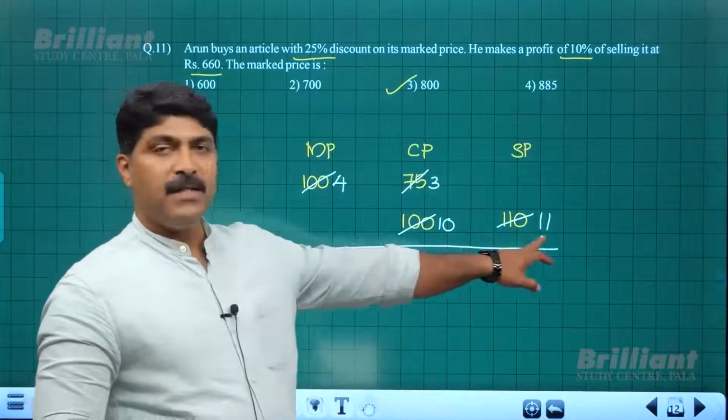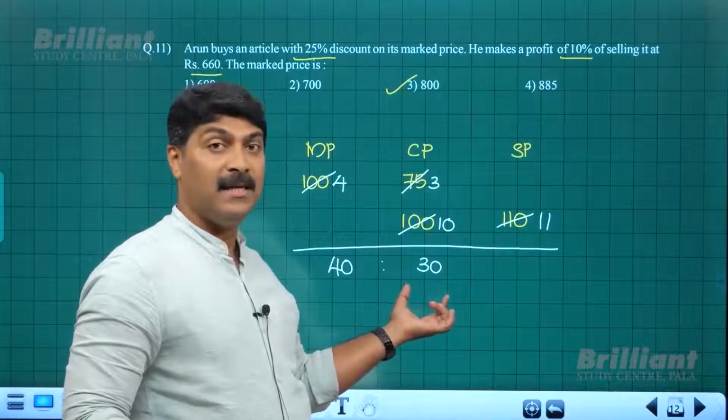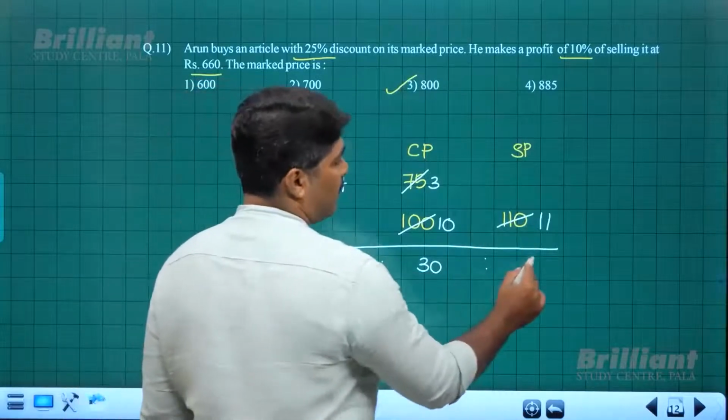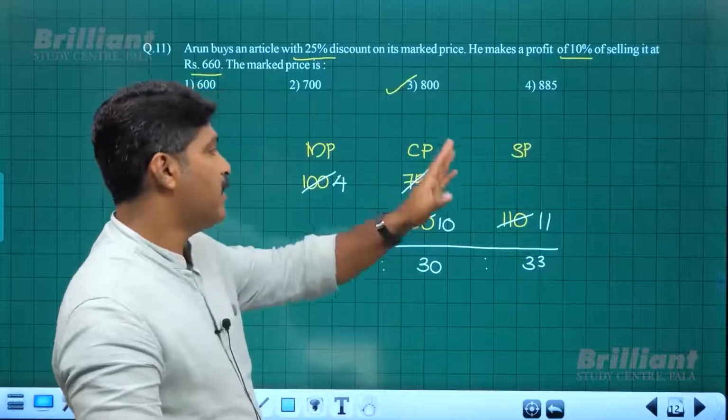And while we are considering this 11, its corresponding value, that is 10, is written as 30. That means through a multiplication by 3. Here this value also we have to multiply by 3. So these are the ratios: marked price, cost price, selling price.